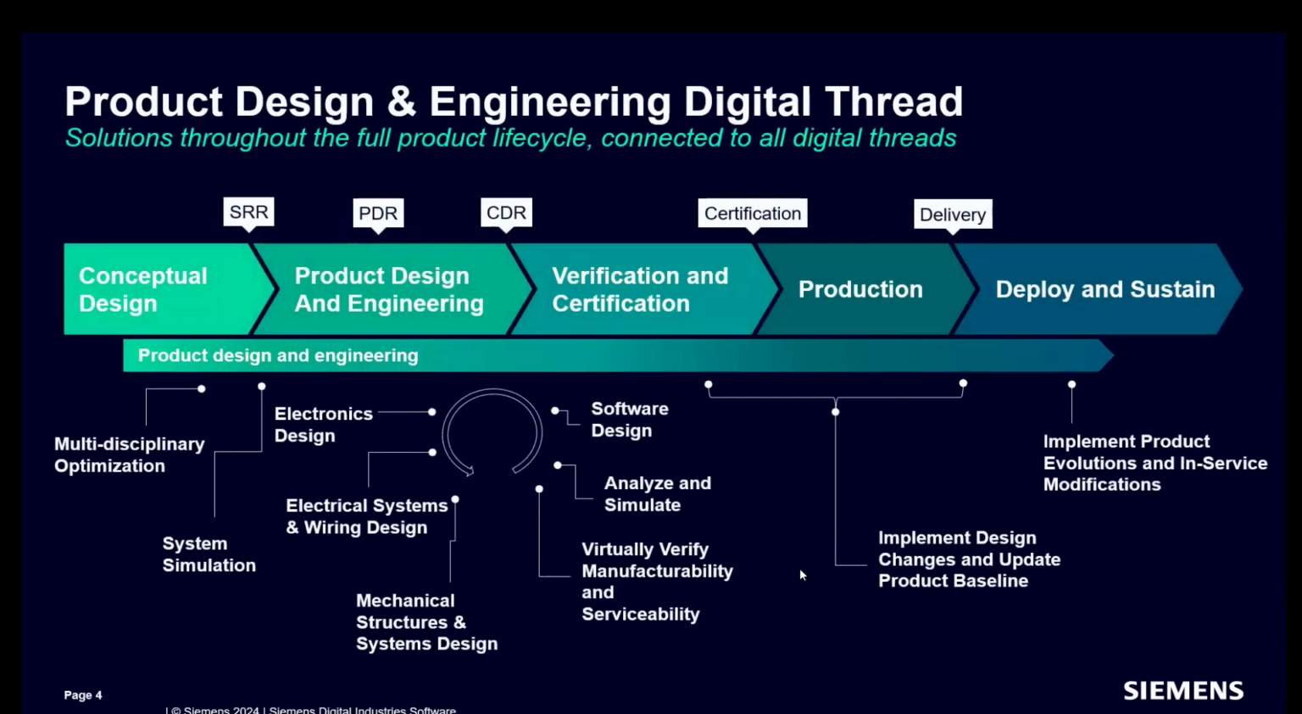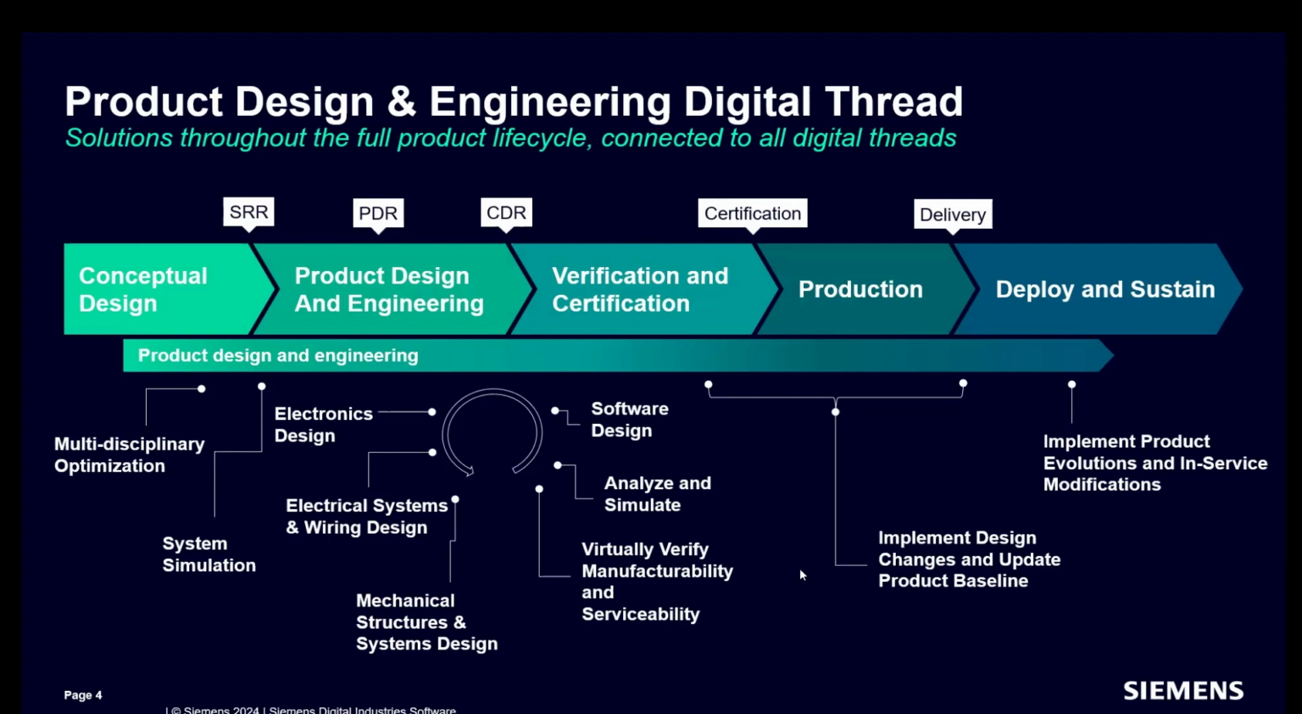So if we look at a typical product design and engineering digital thread, this is the process that we start from conceptual design, going through product design and engineering, verification and certification, production, and then into deploy and sustain. And there are many different parts as you move your way through this digital thread. But if you look at the product design and engineering portion of that, there are several things that fall out there. Depending on your particular workflow, yours may be similar to this, may have some parts, and may not have some parts, but this is a generic product design, engineering digital thread as we envision it.